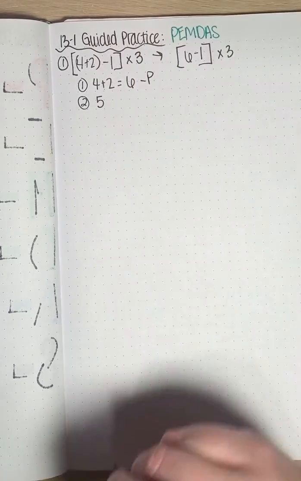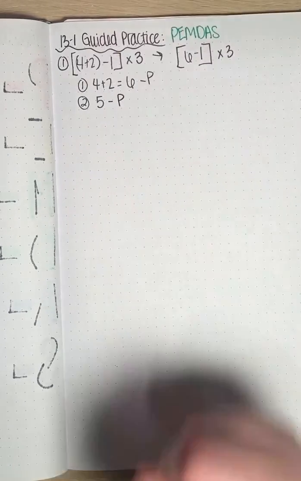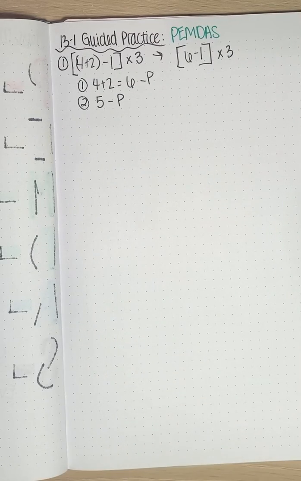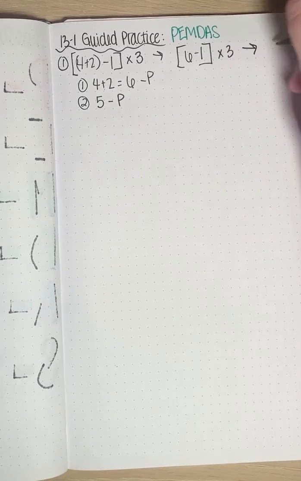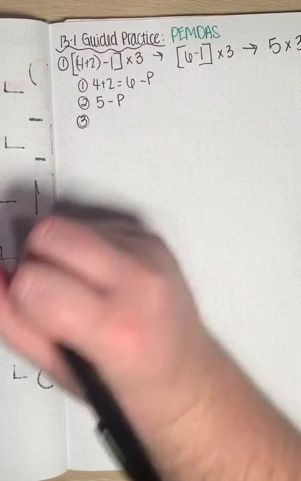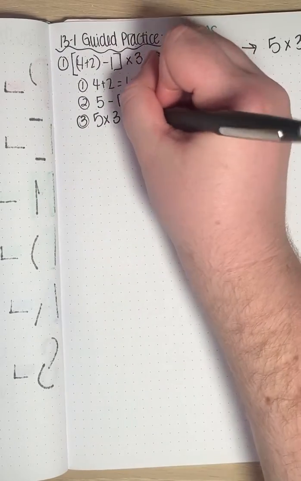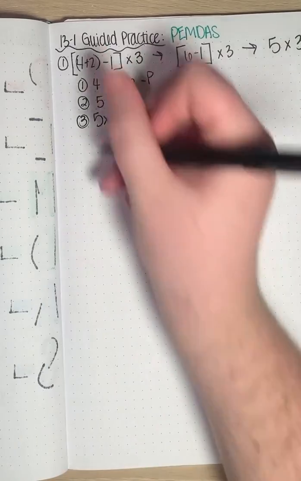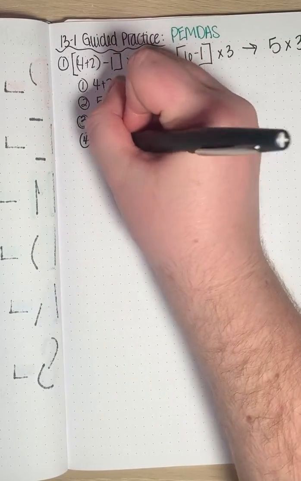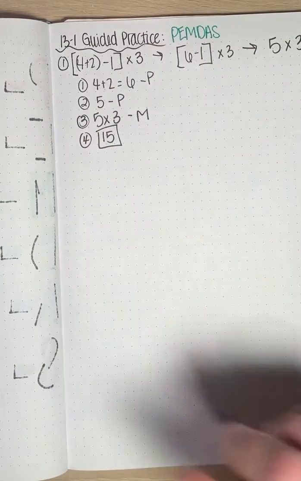So this is a P step. This is also a P step, but it's brackets. Then my last step I'm going to have to do is multiply. So 5 times 3. So that's my multiplication step. So my answer is 15. Okay.